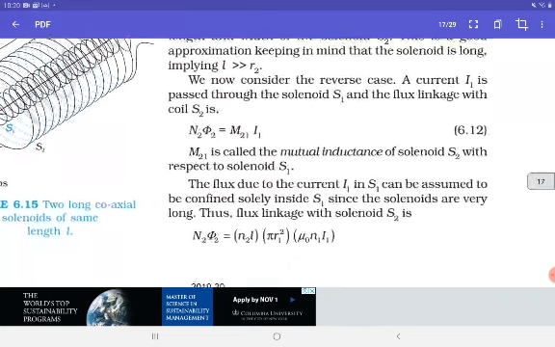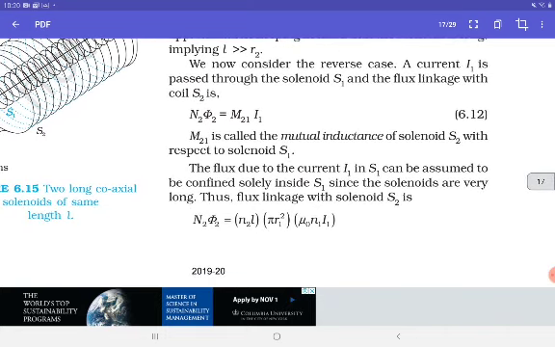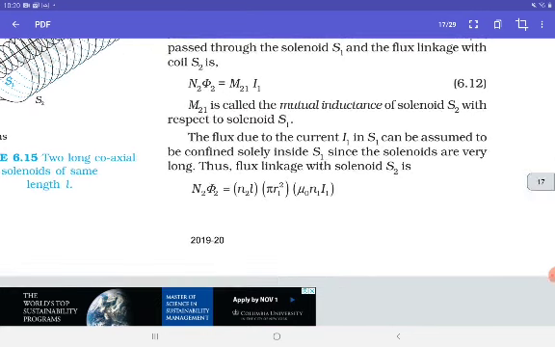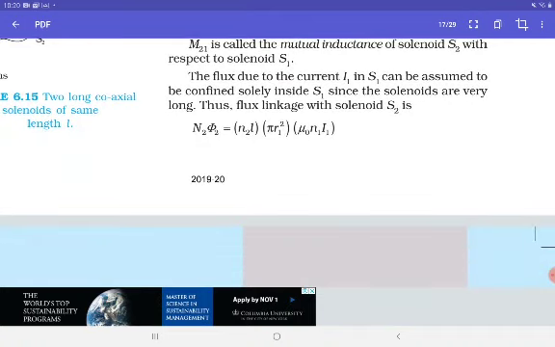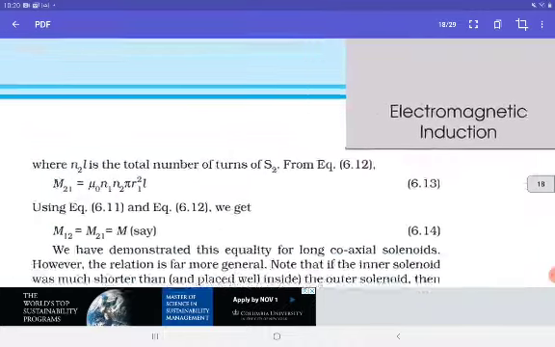We now consider the reverse case. A current I1 is passed through the solenoid S1, and the flux linkage with coil S2, that is N2 phi 2, equals M21 I1. M21 is called the mutual inductance of solenoid S2 with respect to solenoid S1. The flux due to the current I1 in S1 can be assumed to be confined solely inside S1 since the solenoids are very long. Thus, the flux linkage with solenoid S2 is N2 phi 2 equals n2 L pi R1 squared mu 0 n1 I1.